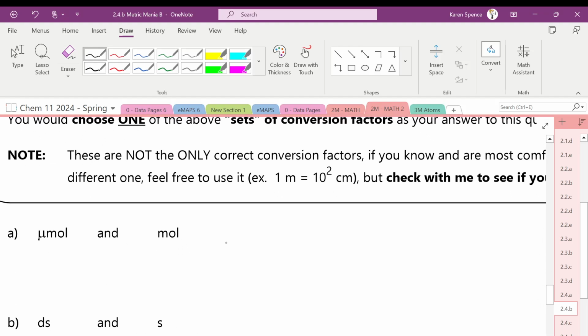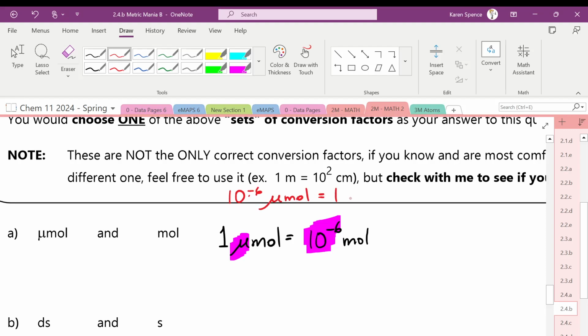So for our first one here, you would say 1 micromole is equal to, what's micro? Micro is 10 to the negative 6 moles. So we have replaced the micro with 10 to the negative 6. You never want to have a power of 10 and a prefix in the same place because the power of 10 is replacing the prefix. I never, ever, ever want to see 10 to the negative 6 micromoles is equal to 1 mole, because then you have your power of 10 and your prefix in the same place, and that is just 100% wrong.